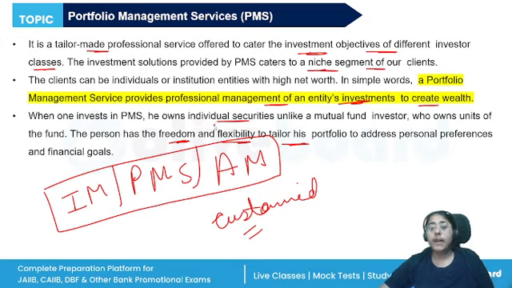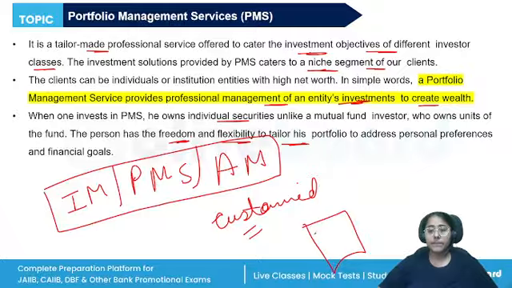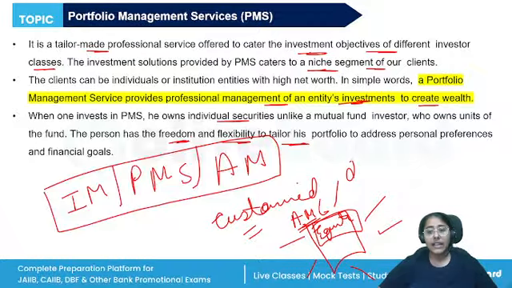Also, portfolio management is different from mutual fund. What happens in a mutual fund? A pool is created, let's say if it is an equity mutual fund. So all the investors will know that they are putting their money into equity. Then the asset management company is going to invest the money pooled in into various equities, and then the dividends are shared as per the units.